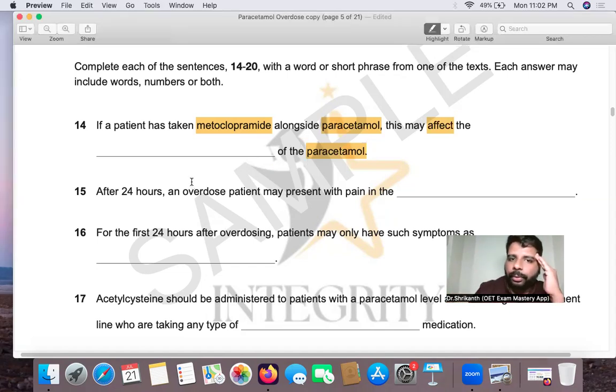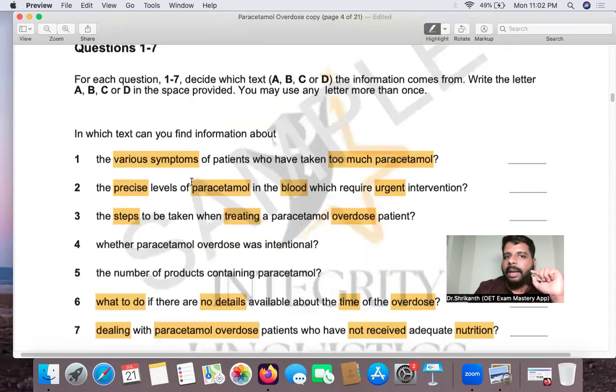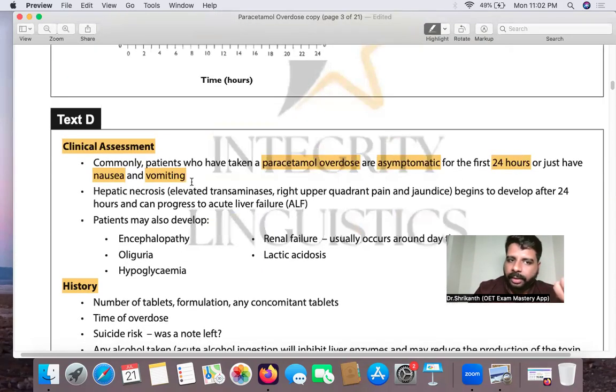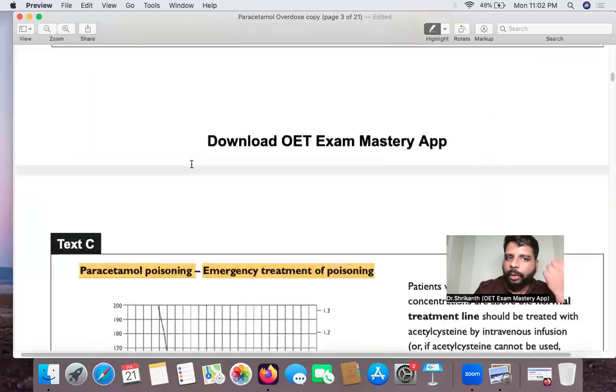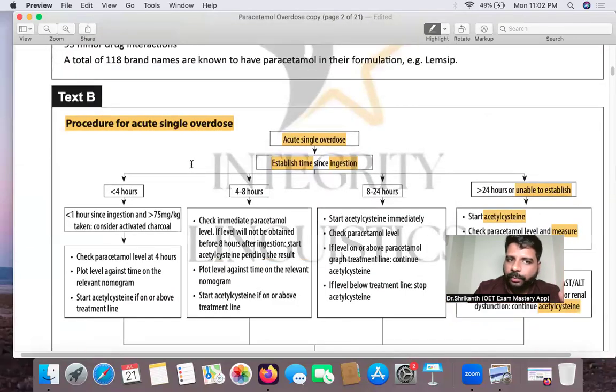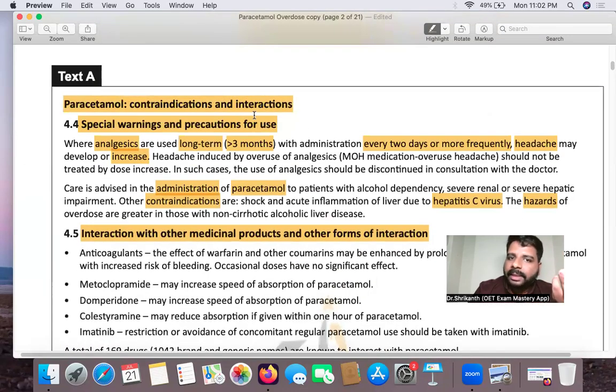Now what do you need to do? Now you need to trust your intuition. Where do you think the answer is going to be? Drug interaction, metoclopramide, paracetamol. Do you think the answer is going to be in assessment? Do you think the answer is going to be in emergency treatment? Do you think the answer is going to be in procedure for single acute overdose, or in interactions over here? Now see, the heading, as I have mentioned, is interactions. So here the answer is most likely to be here.